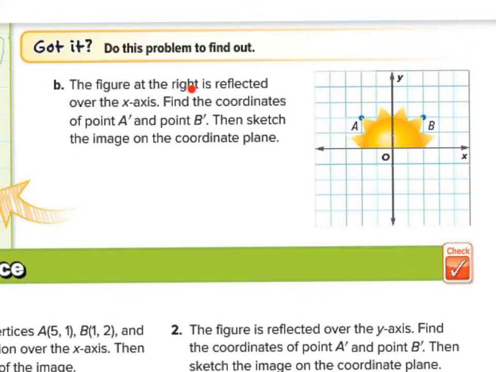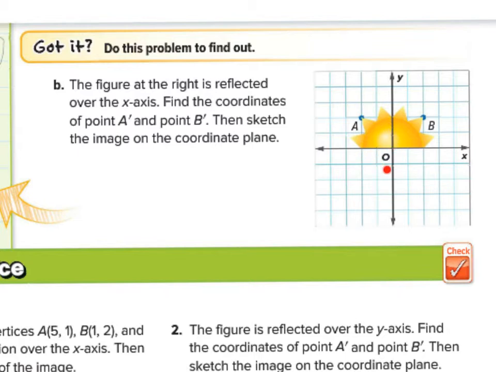So the figure at the right is reflected over the x-axis. We only drew one half of the sun, and now if we reflect it properly, it should create a perfect mirror image across the x. Remember, if we're going to go across the x, we keep the x the same, but we change the y. So the figure at the right is reflected over the x. Find the coordinates of point A1 and point B1, then sketch the image on the coordinate plane.